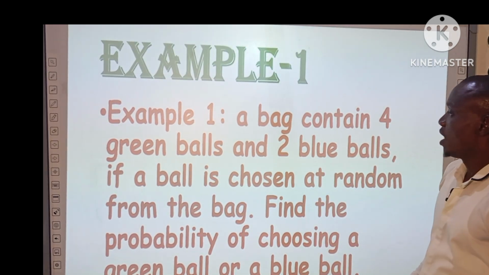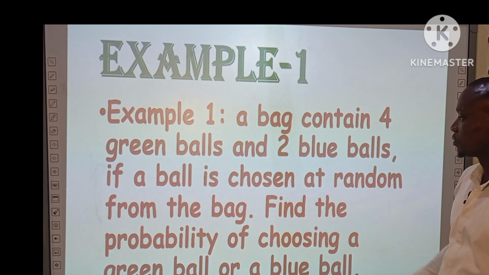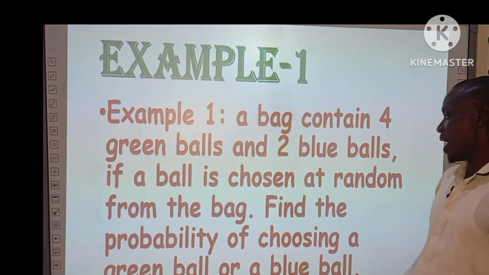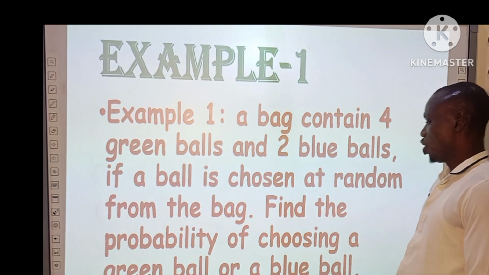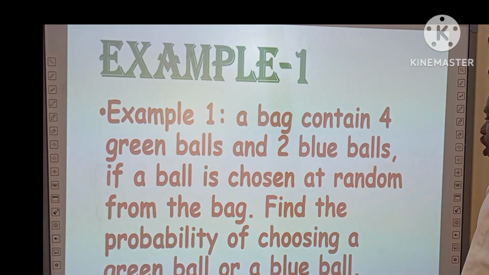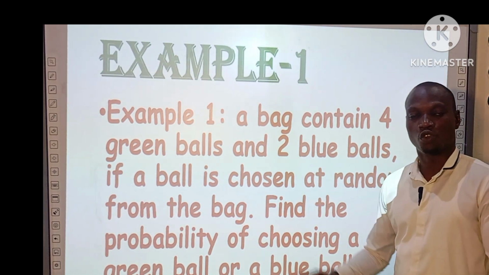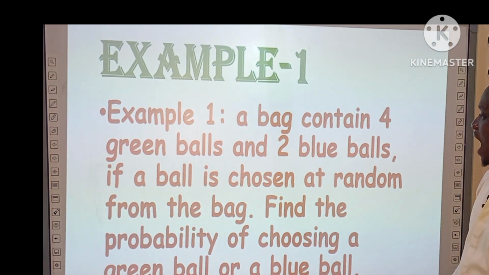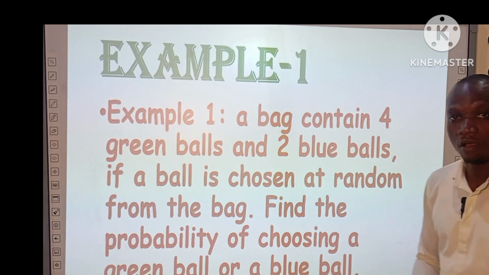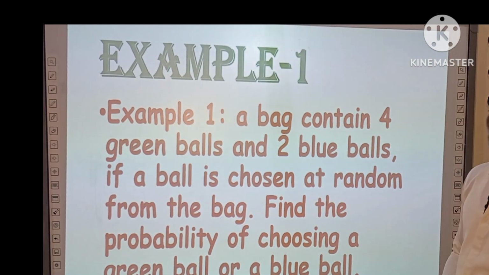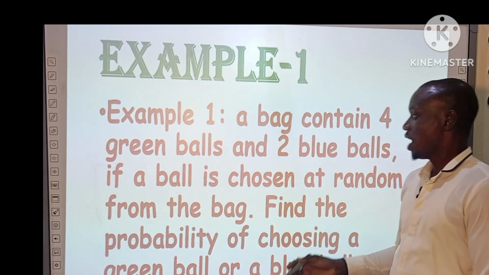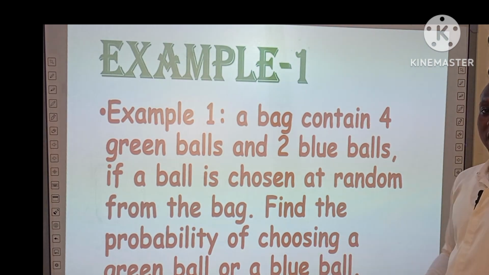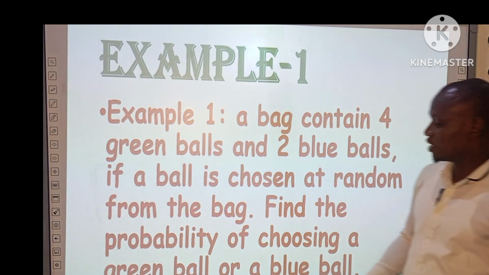Example 1. A bag contains 4 green balls and 2 blue balls. If a ball is chosen at random from the bag, find the probability of choosing a green ball or a blue ball. Now with this, the first step we must take is to look for the total outcome. And we have only 2 groups of balls in the bag. So the total outcome will be 2 plus 4, which is 6. So we'll look for the probability of the blue and the probability of the green and add these 2 probabilities together. Let's solve this on our board.